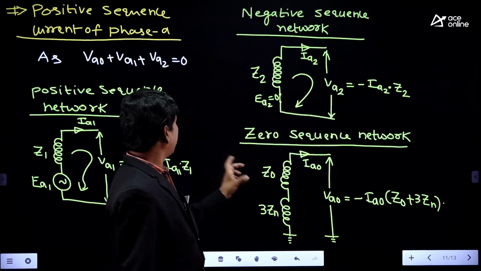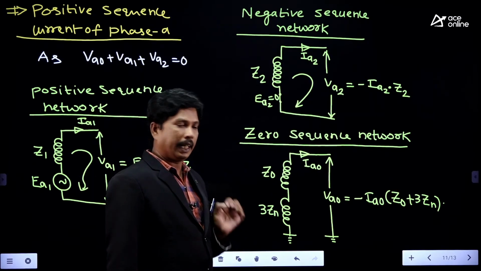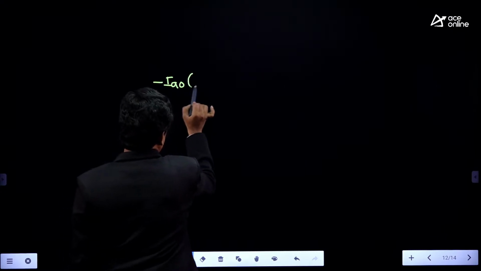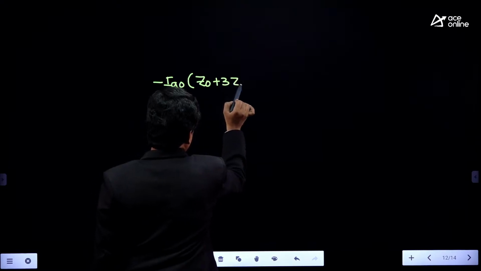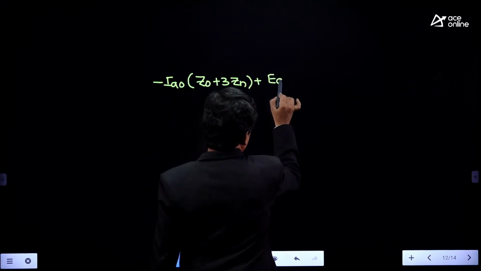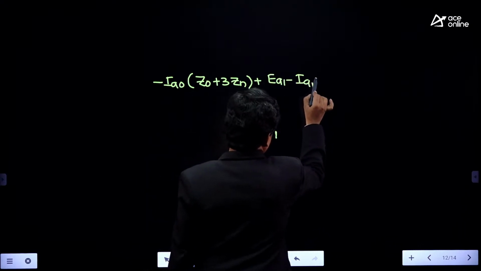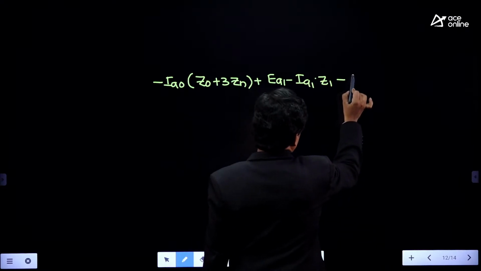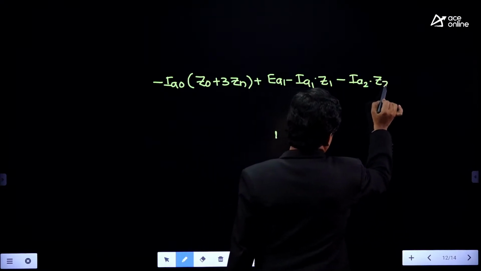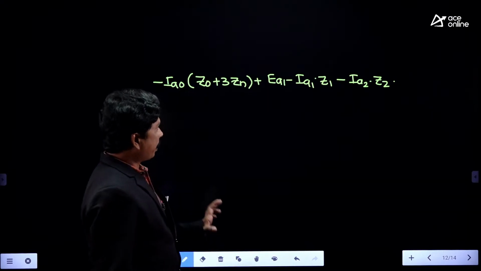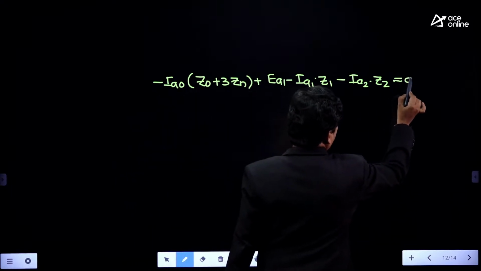Once you substitute all these values, you will get the positive sequence current. In place of VA0, it will be minus IA0 into Z0 plus 3Zn, plus the positive sequence voltage EA1 minus IA1 into Z1, plus the negative sequence voltage minus IA2 into Z2. So these are the things we have. Now this sum is equivalent to 0.